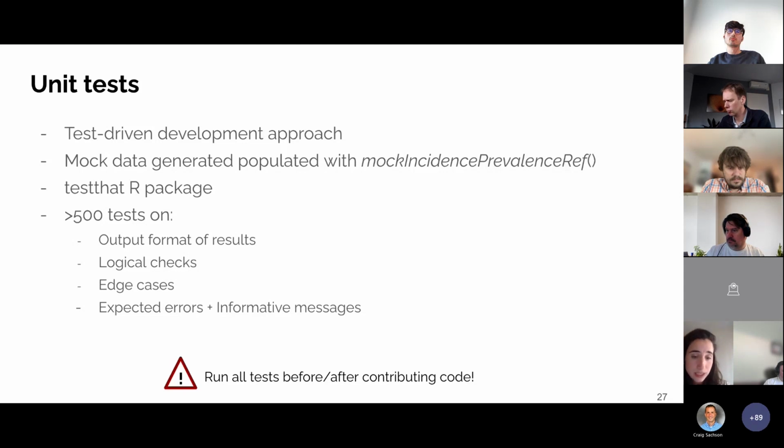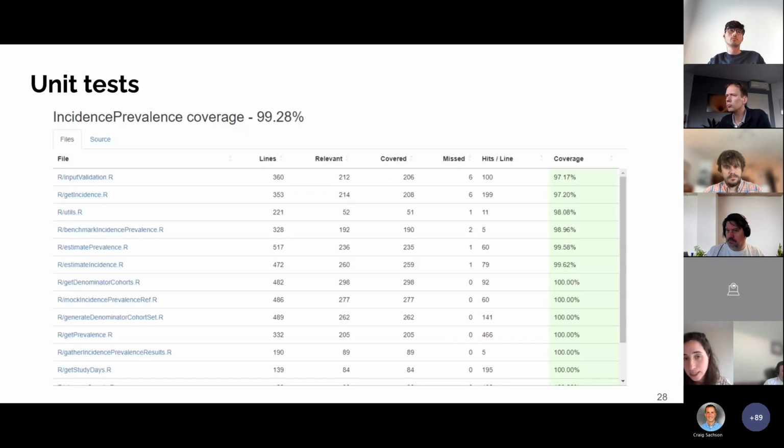And we added informative messages in the expected errors. So in total, we wrote more than 500 tests. So we had more code for the tests than for the actual package, and the coverage was high.